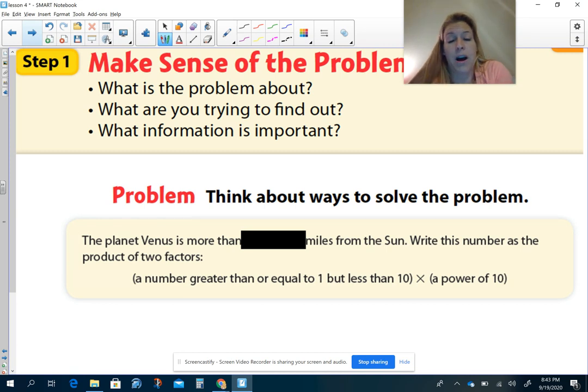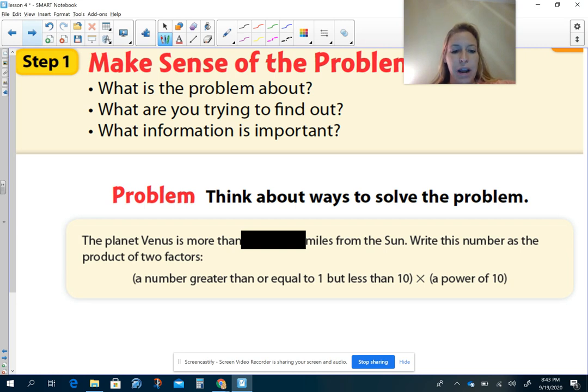Miles. Well, I can walk a mile. There's people out there that can run marathons, 26 miles, but Venus and the sun. What do you think's behind that box? If you think it's a pretty big number, you're pretty good. Good job. That's right. And then it's asking me to write this number as the product of two factors. Product means to multiply. Good. Okay. So let's see what it's telling us to do.